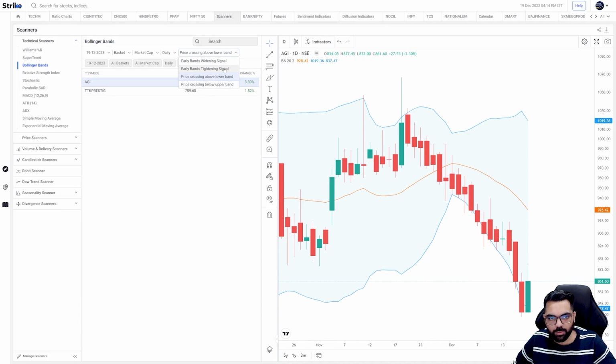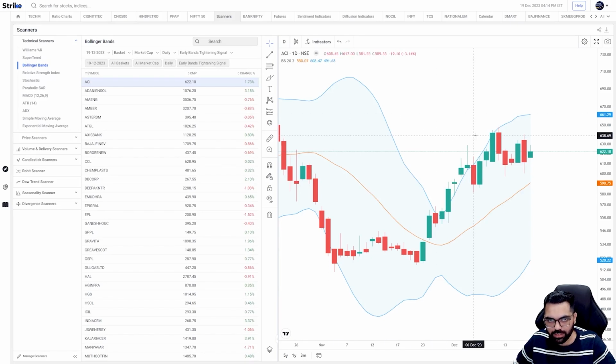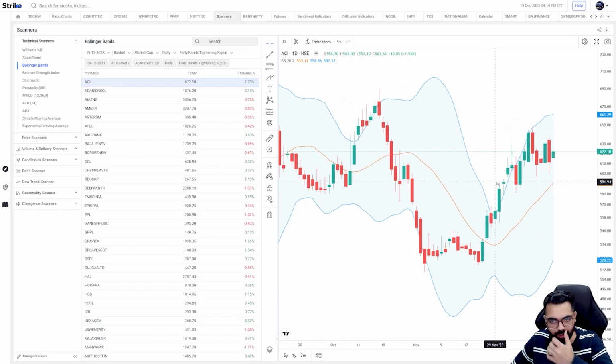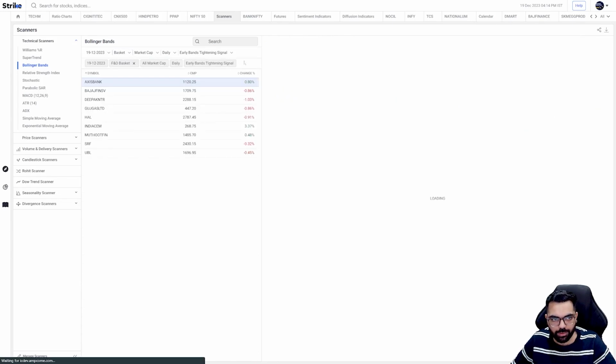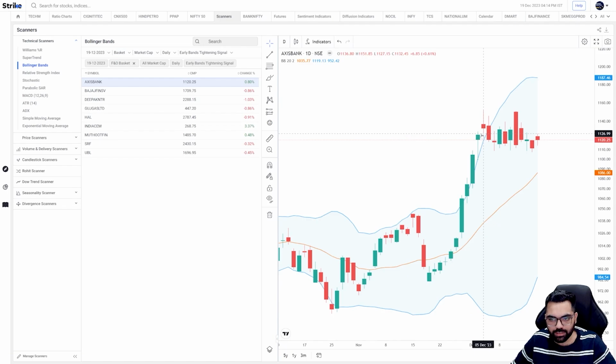Now, the next two filters that are unique is that will be calculating the Bollinger Band width and letting you know the early signal whether the bands are starting to tighten or starting to widen. So that's how you can track if the bands are about to squeeze or expand for a certain stock or an index. So you can trade accordingly.